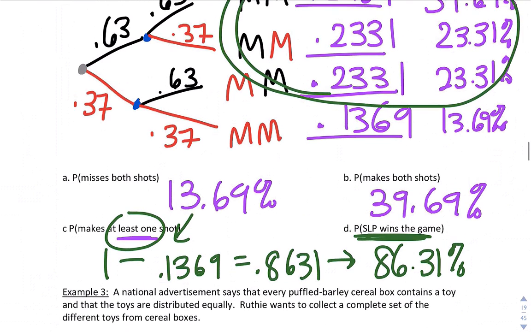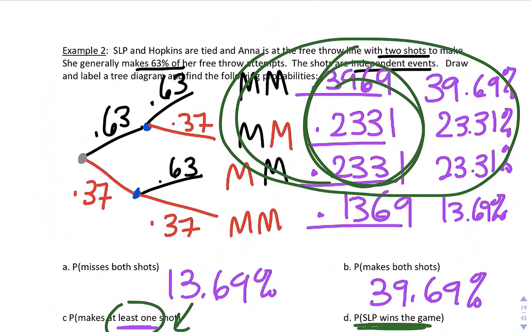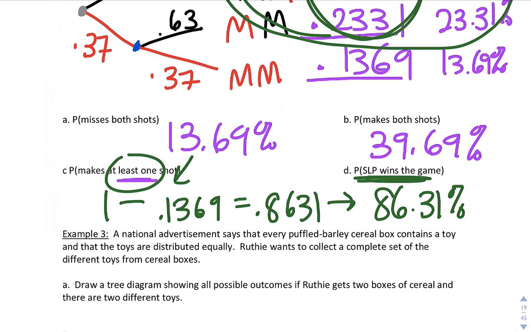Again, a faster way to do it is we could add these 3 together here, but we could also take 100% minus the probability that she misses, which is 13.69, which is faster. So there's an example of complement. So, 86.31% chance. They win.